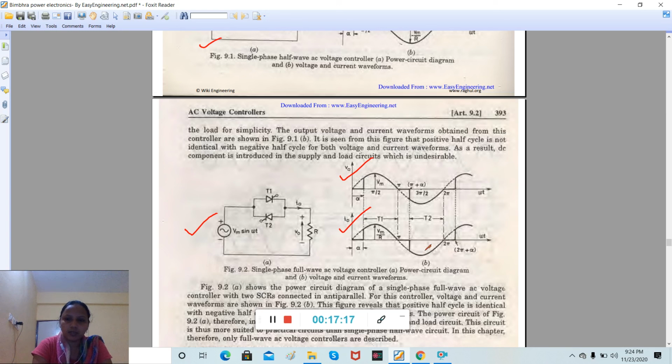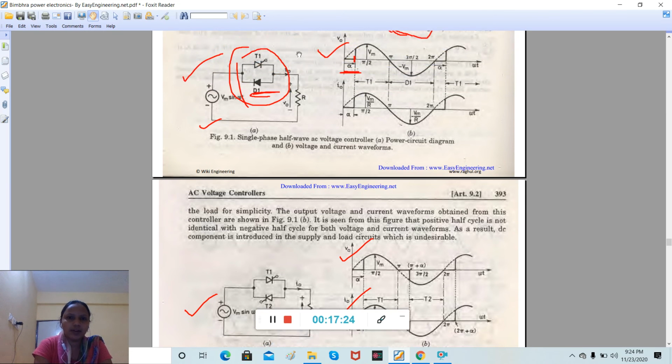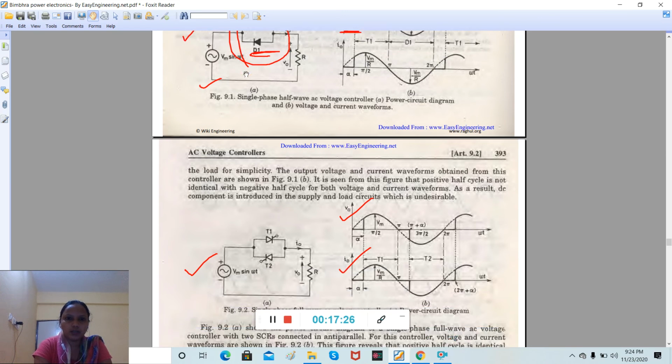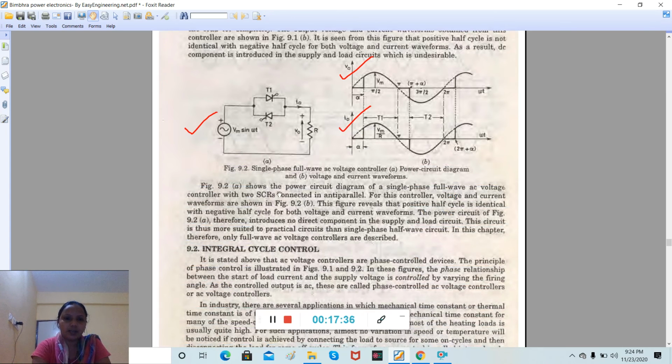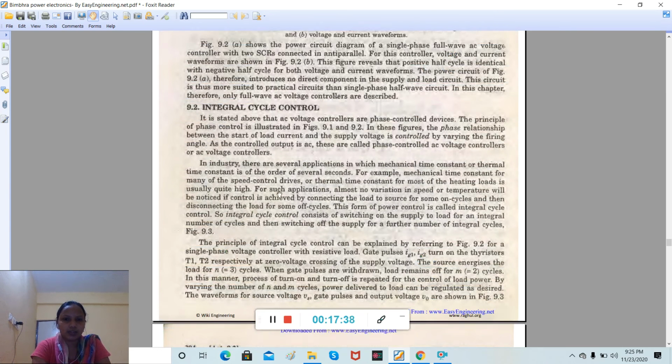The previous one is the unidirectional AC voltage controller, and this one is the bidirectional AC voltage controller. So this is all about the phase control strategy. And the next one is the integral cycle control strategy.